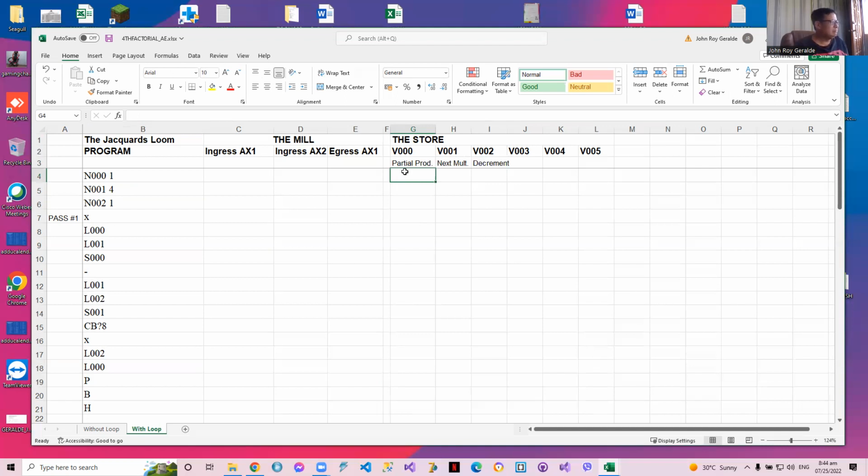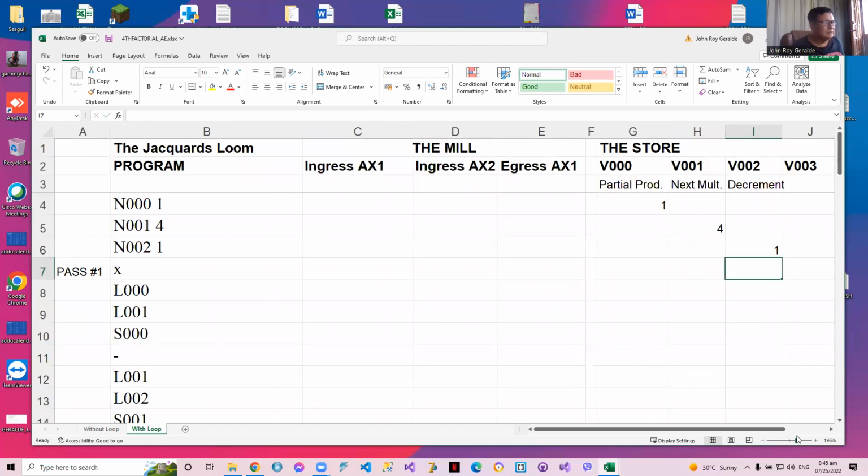N00 is 1. So this is 1. This is the partial product this time. And N001 is 4. This is our next multiplier. And N002 is 1. Can you still see the worksheet? It's a little smaller. Should I enlarge it? Okay, like this, just right.